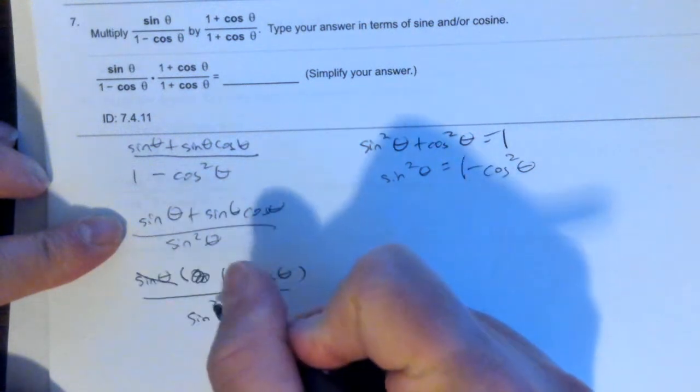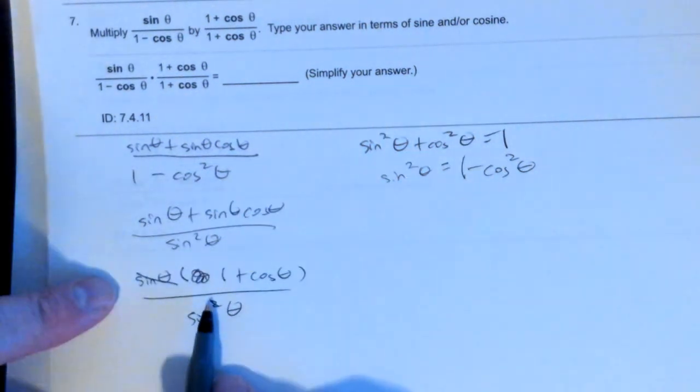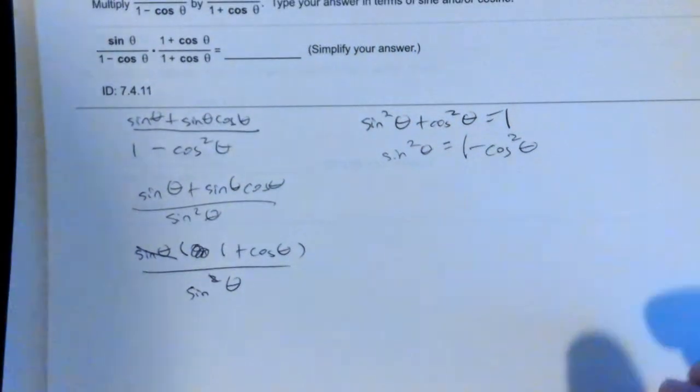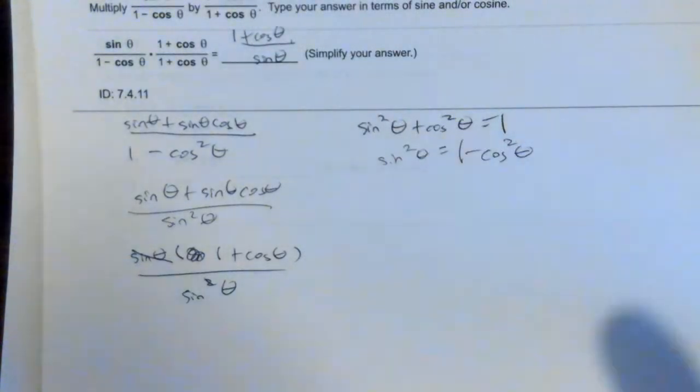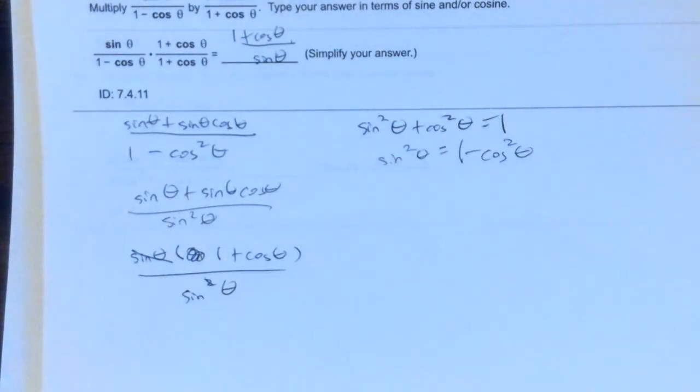So your sine cancels with the 2. And so then after all that, you get your 1 plus cosine theta over sine theta. So remember, when you're canceling these, if it's sine squared, only the 2 cancels with the sine.